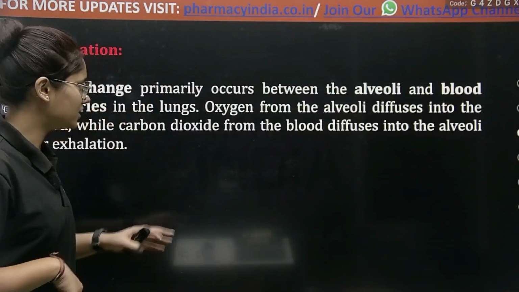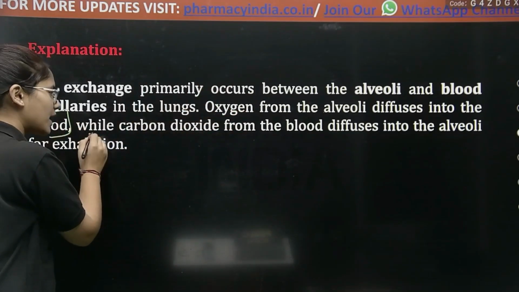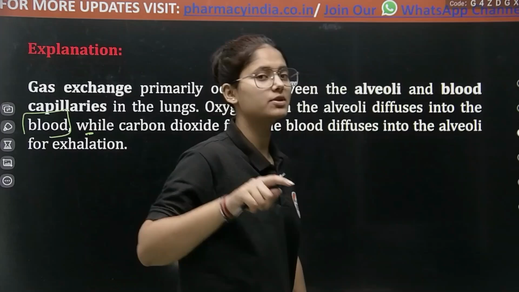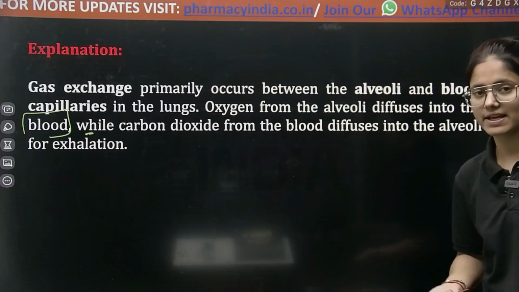Clear? Inside the lungs, oxygen from the alveoli diffuses into the blood while carbon dioxide from the blood diffuses into the alveoli, which later then CO2 will be exhaled.